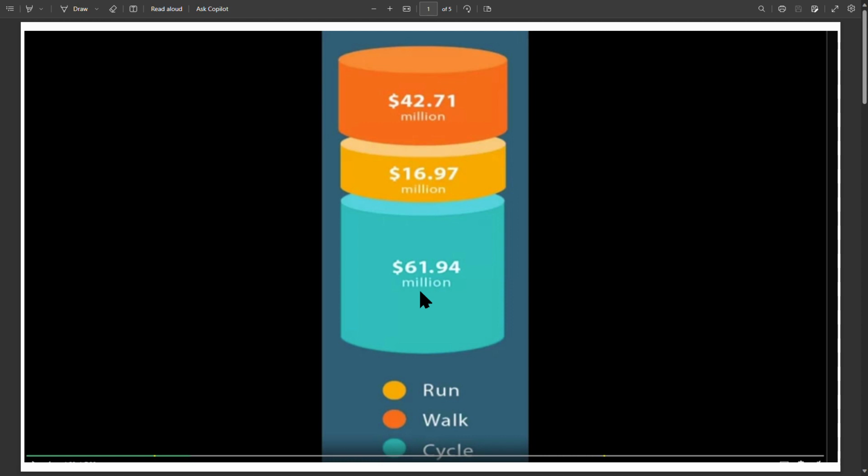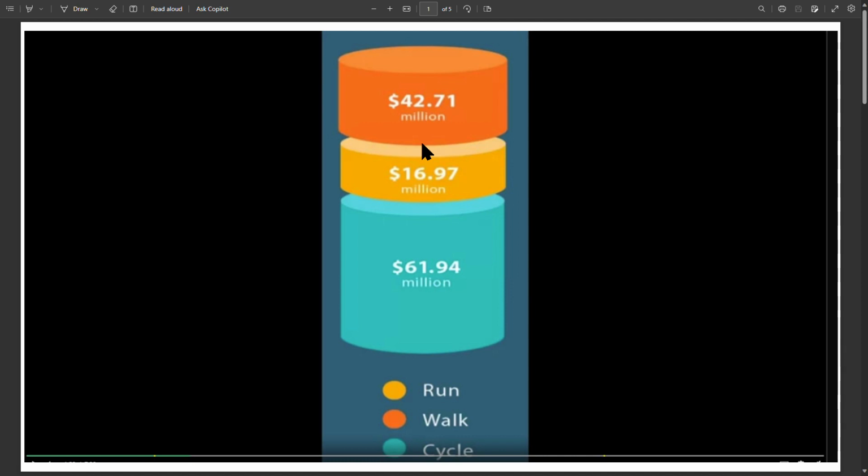What you see in the video is a chart about a charity sporting event that was done in 2015, and it was published by a firm that organized such an event. It shows the money raised for cycling versus walking versus running. They try to show you how much money they have earned by cycling versus running versus walking.